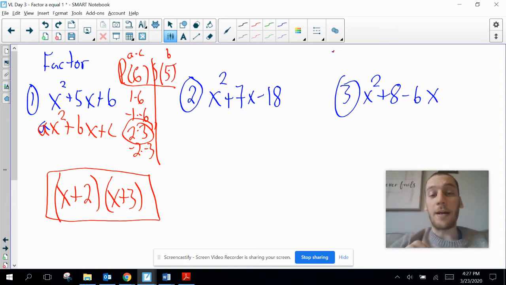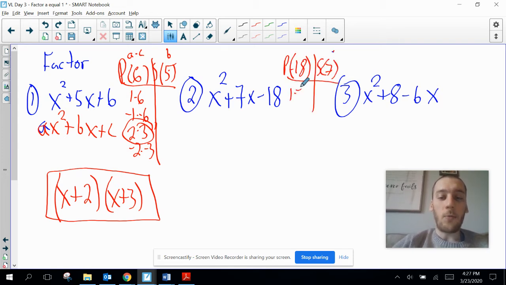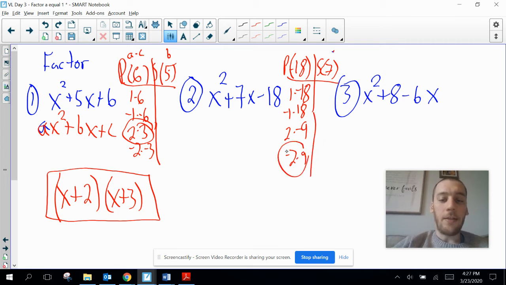Moving forward, I got to move a bit faster. So this one's in the right order. There's not a greatest common factor, so my product is negative 18, and my sum is 7. So I want to multiply to get negative 18. Got 1 and negative 18, negative 1 and 18, 2 and negative 9, and negative 2 and positive 9. It's going to be this one. So we got x minus 2, x plus 9.